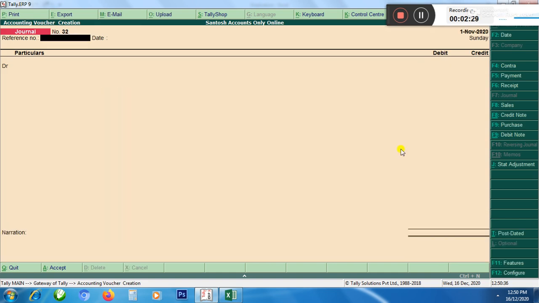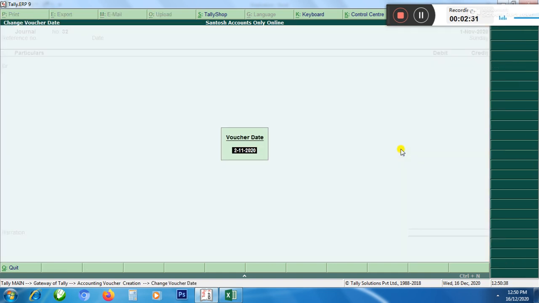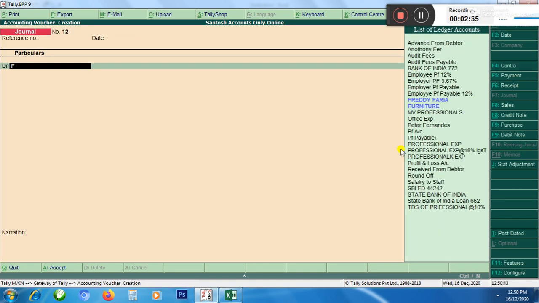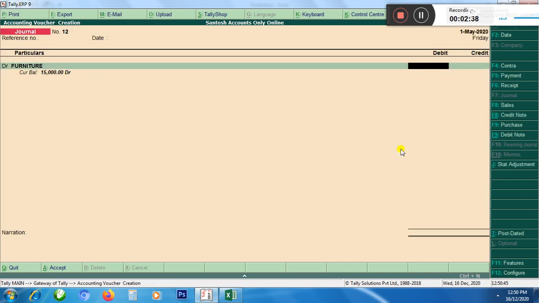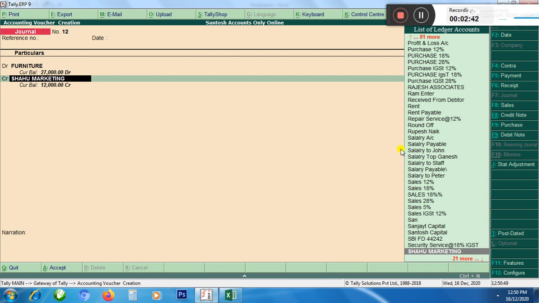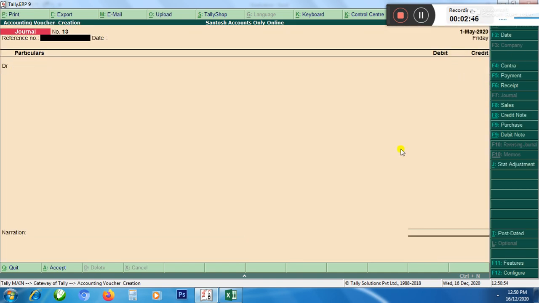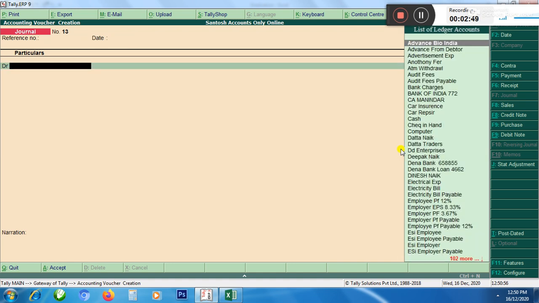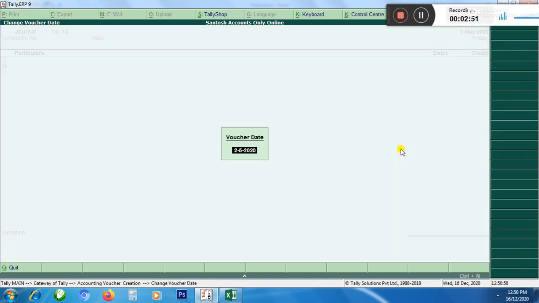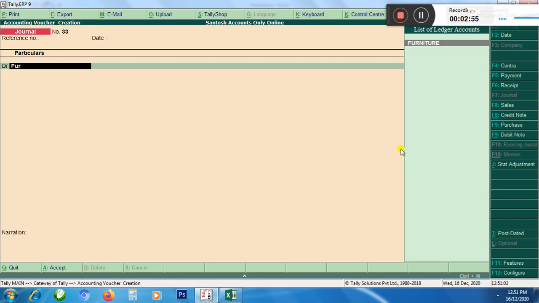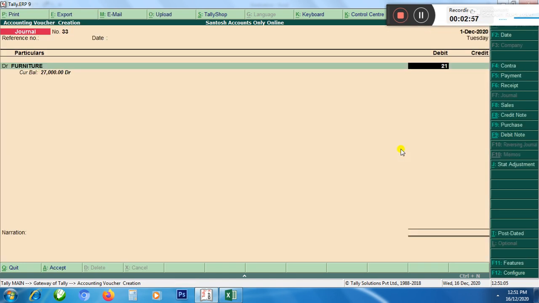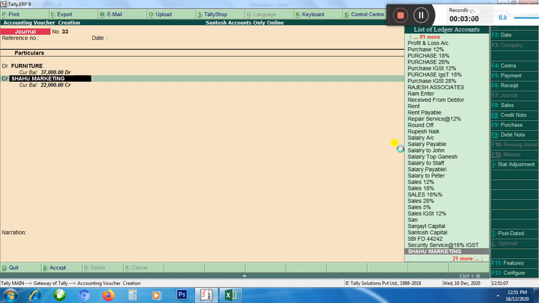Similarly, suppose I purchase some furniture on 1st of May, furniture account debit. It's already there. If the ledger is not there, you have to create it. 12,000 debit, Shahu Marketing. You can give any name to the party. I'll just pass the bills. Similarly, suppose again I purchase some furniture on 1st of December, furniture account debit, worth 10,000, Shahu Marketing.